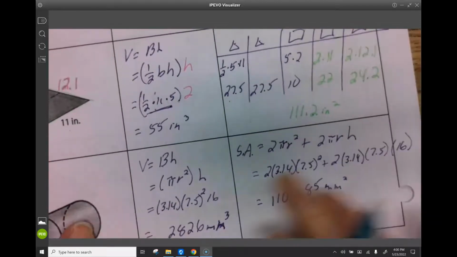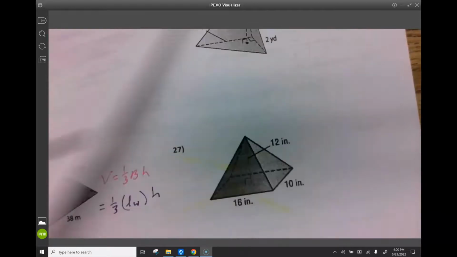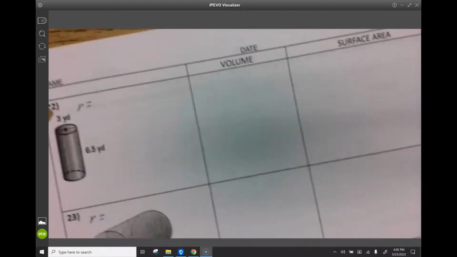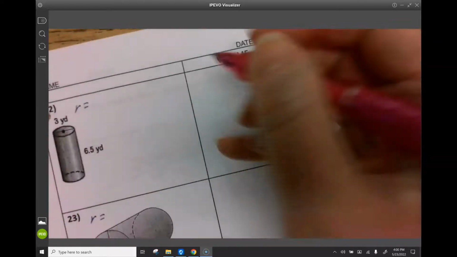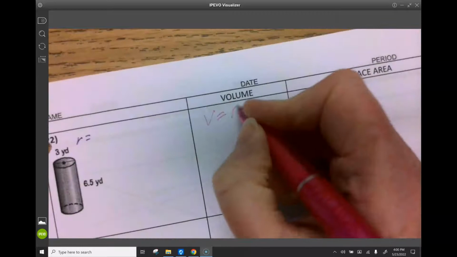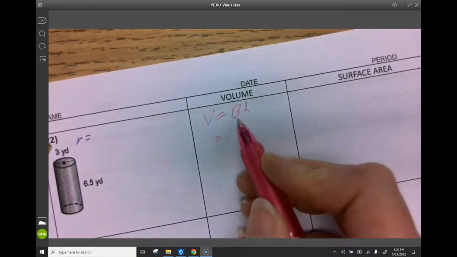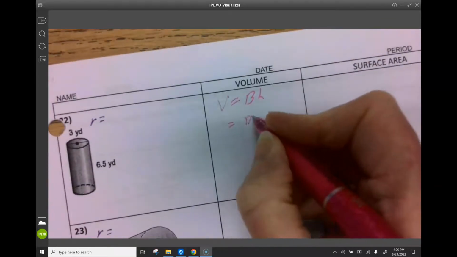Okay. I did this one last time in the last video. So if you missed this one and you want to see it, go back to the video for day 1. That was on Monday. Okay, now we're going to do another cylinder. Remember, with cylinders, we use the formula. It's just the same as the prism, area of the base times the height, but remember the base is a circle.